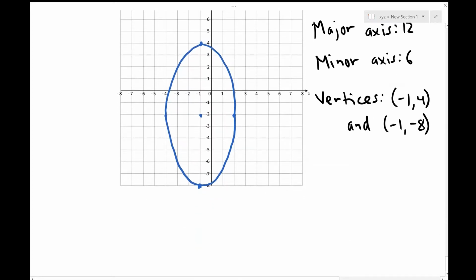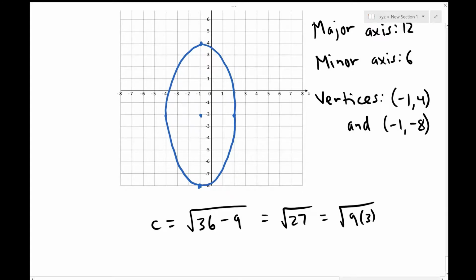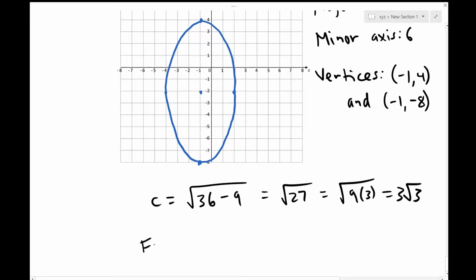And again, to find the foci, we're going to take c to be the square root of the difference of the denominators. So I'm going to take 36 minus 9. That will give me the square root of 27, which remember we can split up into 9 times 3. So we end up with 3√3. But again, this only gives us the distance from the center to each focus. It doesn't actually give us the coordinates of the foci. So let's actually list the coordinates now.